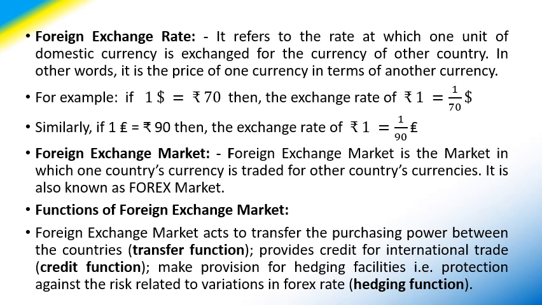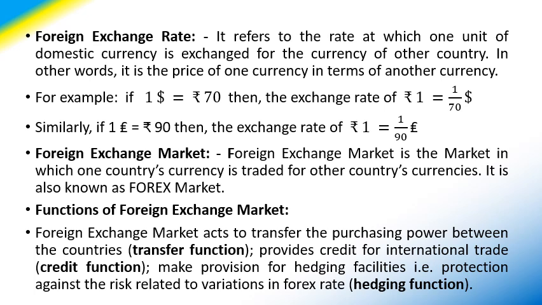Now it provides credit for international trade, that is the credit function. Credit function is generally allowed for the forward market system. There are two types of market systems: one is called spot market, another is forward market. Spot market means when you are doing your transaction, if you purchase the goods and you make the payment at the same time, then it is known as the spot market.